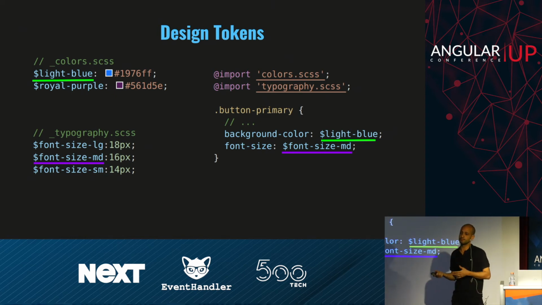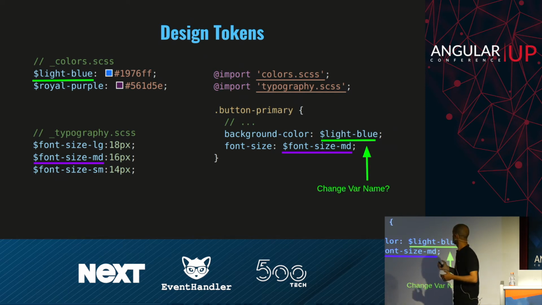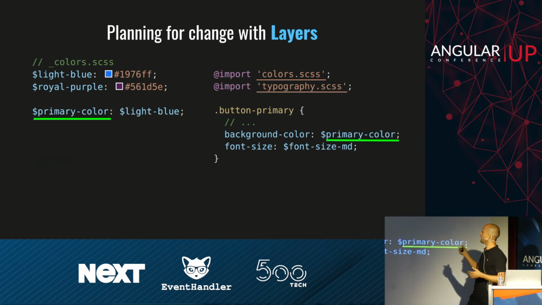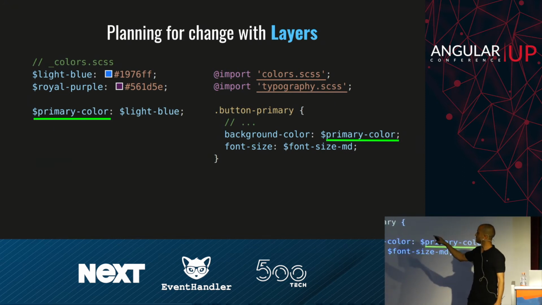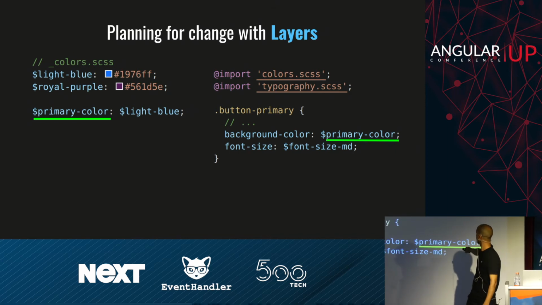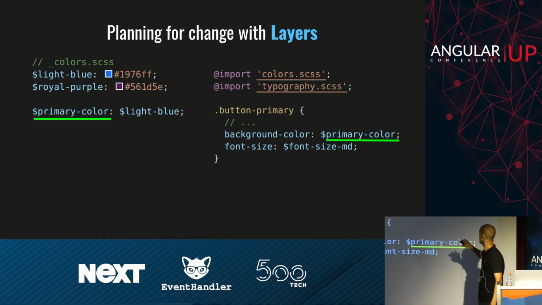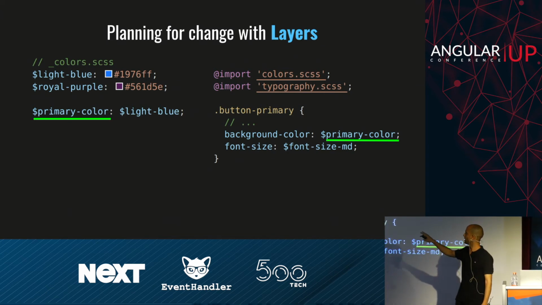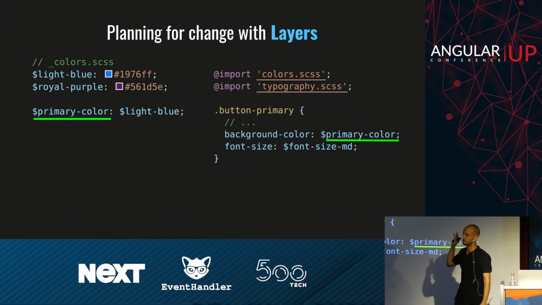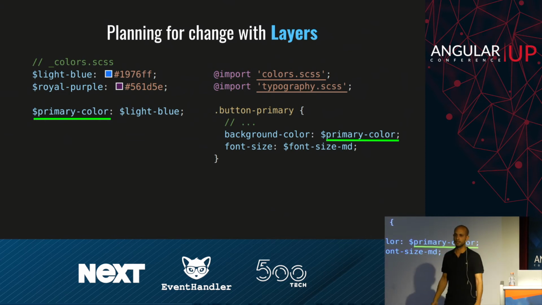We can change it, but that might require changing hundreds of places. So we can add another layer on top of that, a primary color variable, and then we set the value to light blue. And we use the primary color variable instead. And that way, if we need to change the primary color from light blue to purple, we change it in one place, and everything is fine.